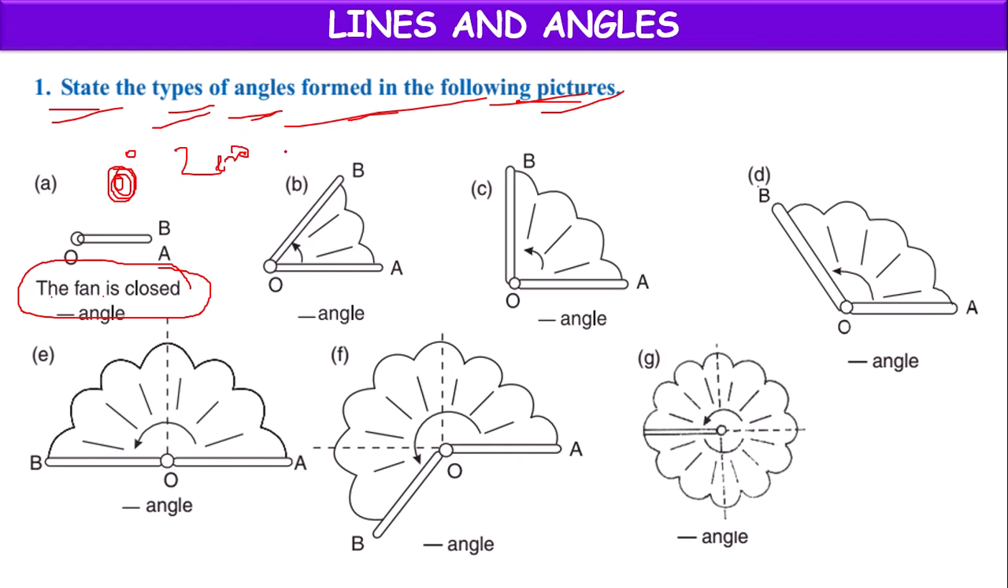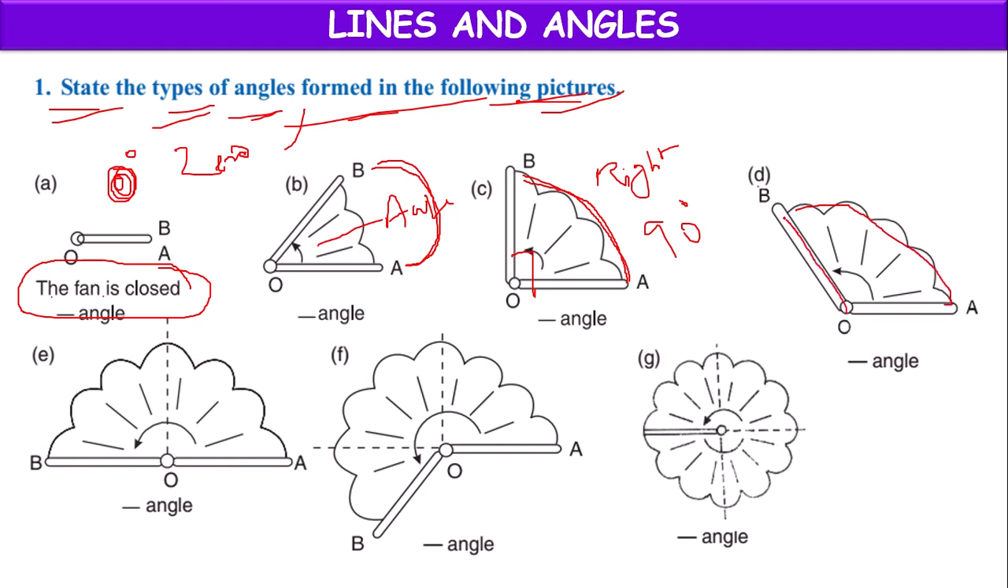So in this B diagram, the fan has been rotated like this. Then this angle will be acute, below 90 degrees. If the arms of the fan are stretched like this, then this angle will be a right angle, 90 degrees. If they are stretched more than 90 degrees apart, then the angle will be obtuse.